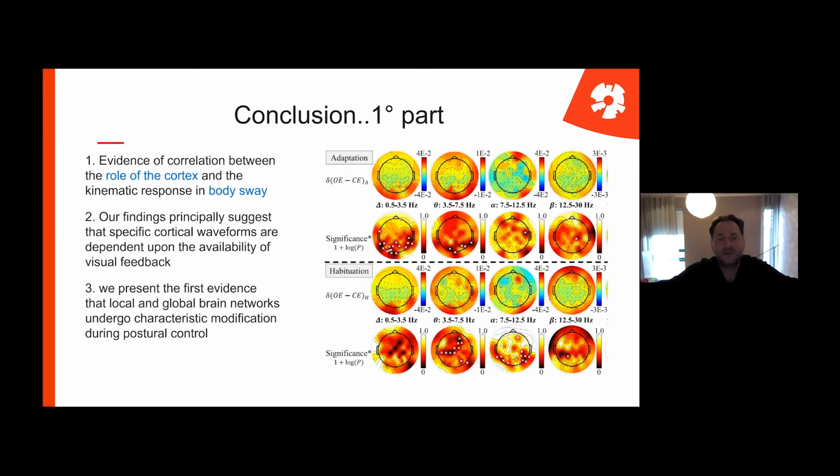And the third is that these two projects, these two measurement sets, display the first evidence of local and global brain networks that are changing during postural control. So meaning from quiet stance to adaptation towards habituation.